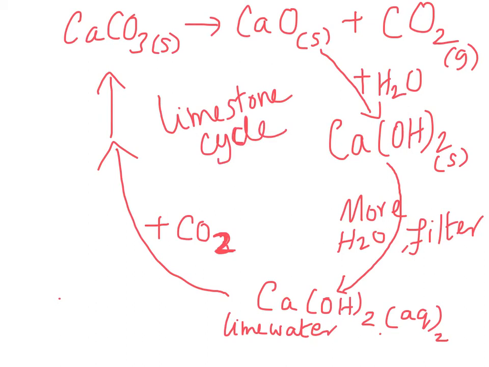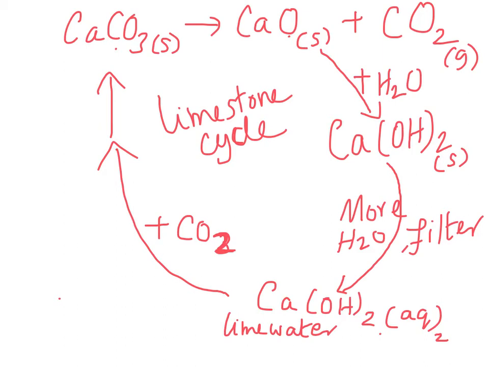Okay, so once again, you get calcium oxide by heating calcium carbonate. Add water, you get calcium hydroxide solid. Excess water, filter, you get clear calcium hydroxide solution, which is lime water. You pass carbon dioxide through it, you get the calcium carbonate white cloudy precipitate.